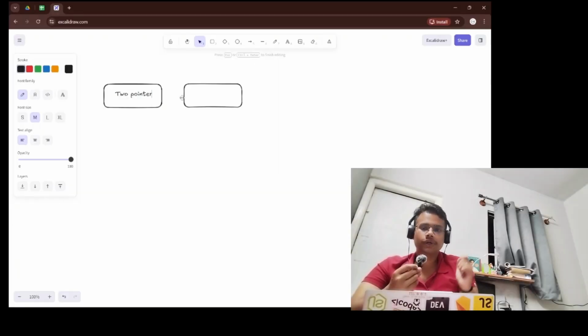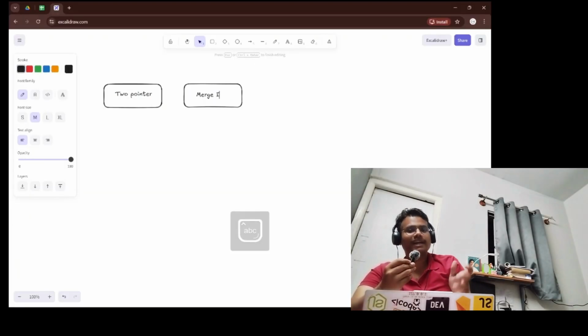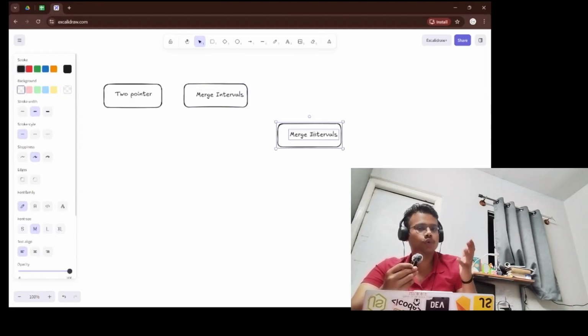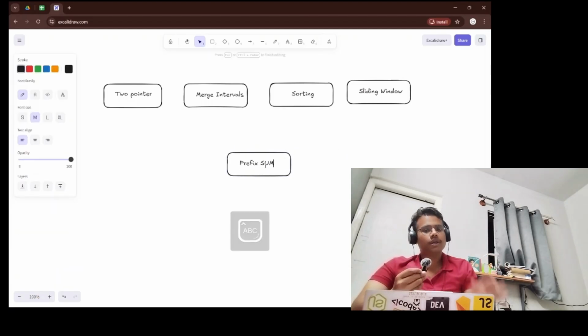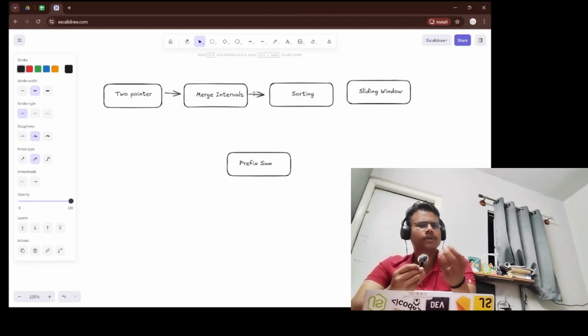The first pattern is two pointer, the second is sliding window, the third is sorting, the fourth is merge intervals, and the fifth is prefix sum. Oh wow, there's only 5. Yeah, exactly, 5 patterns. If you solve 6, 7, or 10 questions for each pattern, you are able to solve any other questions in arrays.